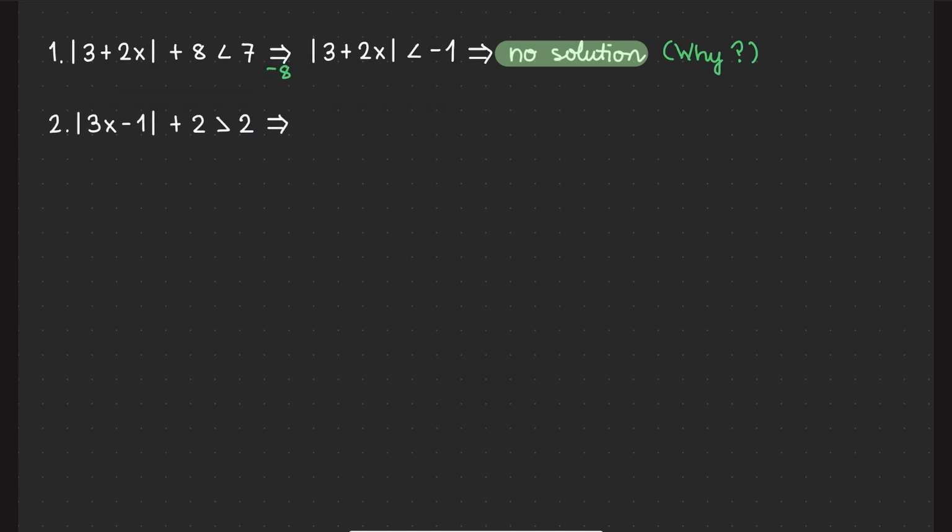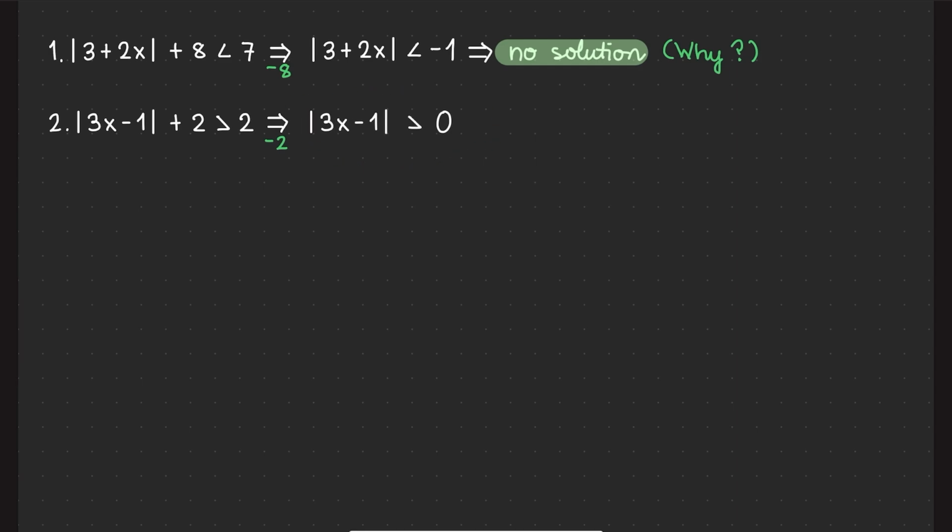So for the second item, we have the absolute value of 3x minus 1 plus 2 greater than 2. So for this next one, like how we did in the first, we first isolate this to one side, meaning we move the 2 out here to the other side. Or that is, let us subtract 2 both sides. So subtracting 2 both sides would yield the following.